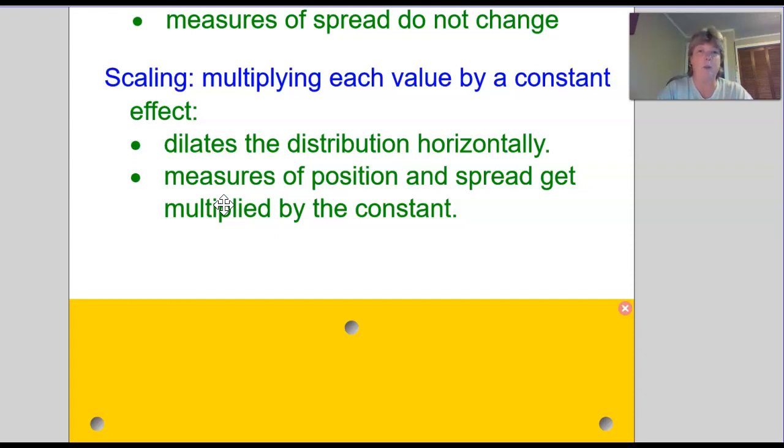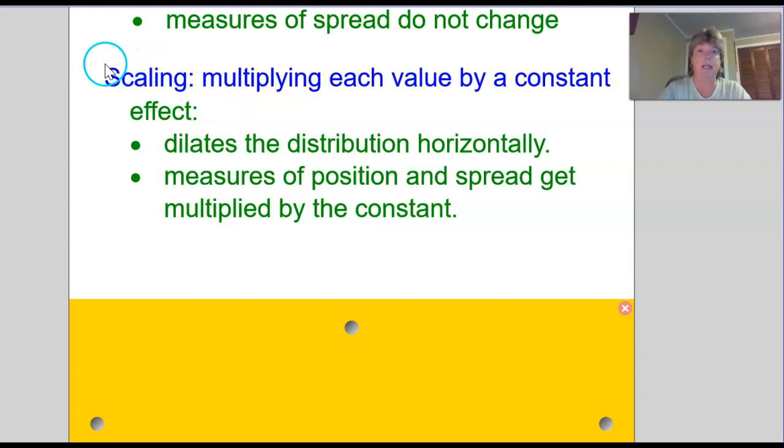And the measures of spread will do the same thing. So if you're scaling a data set, then everything changes. So if you multiply everything in your list by 3, then all measures of position are going to get multiplied by 3, and all measures of spread are going to get multiplied by 3.